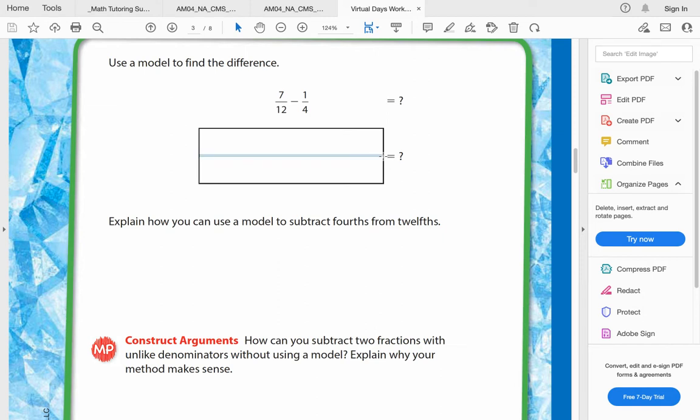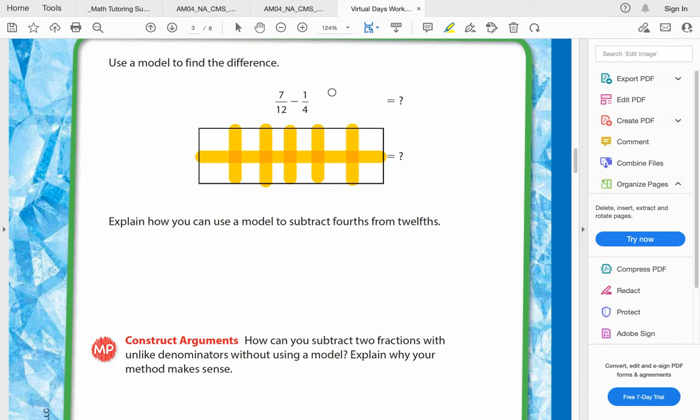I don't know if it's going to let me draw on this document. Let me see. Maybe? Okay, well, that's not awesome, but it's not terrible either. Okay, so that should be 12 equal pieces.